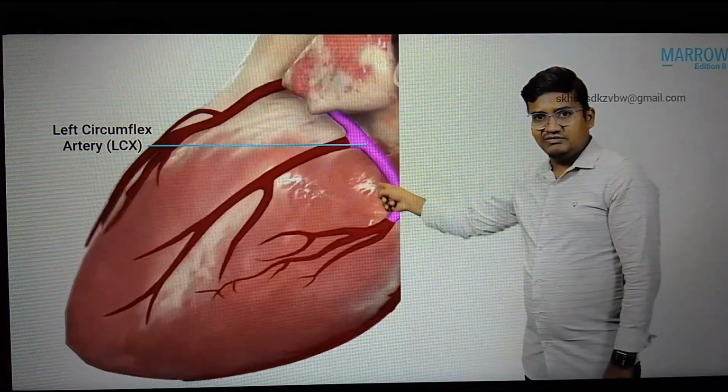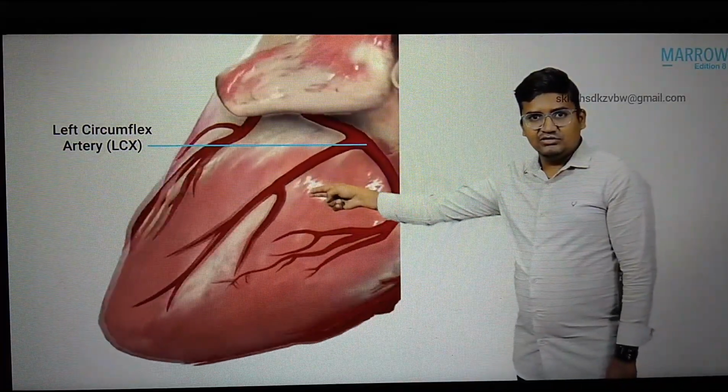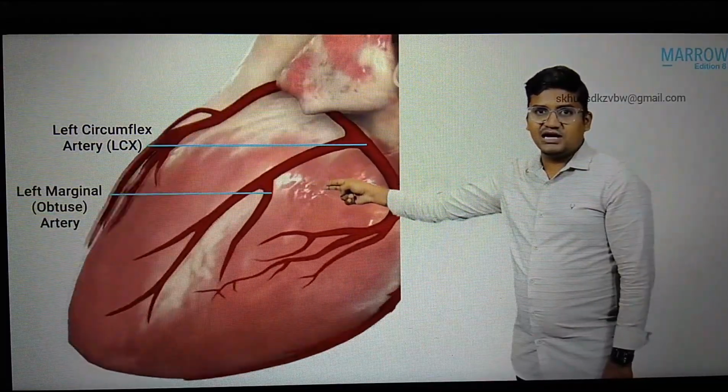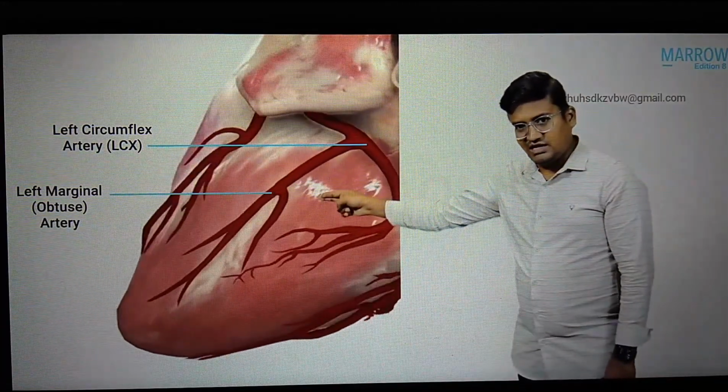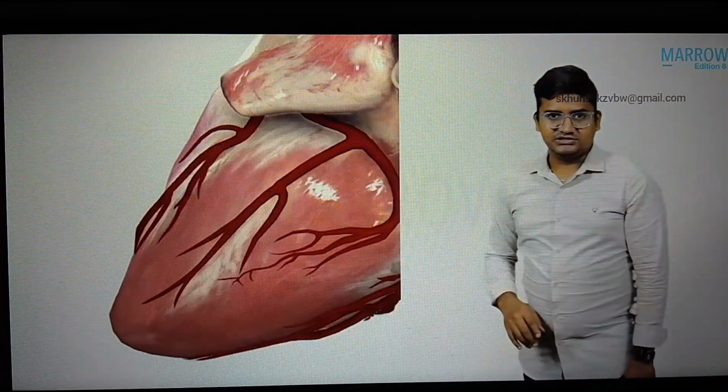Now, the circumflex artery, a branch of the left coronary. The circumflex artery is giving this branch. You are seeing the branch clearly there. Now, this branch is our left marginal artery, otherwise known as obtuse marginal artery. Now, these are the arteries we are seeing in this animation.